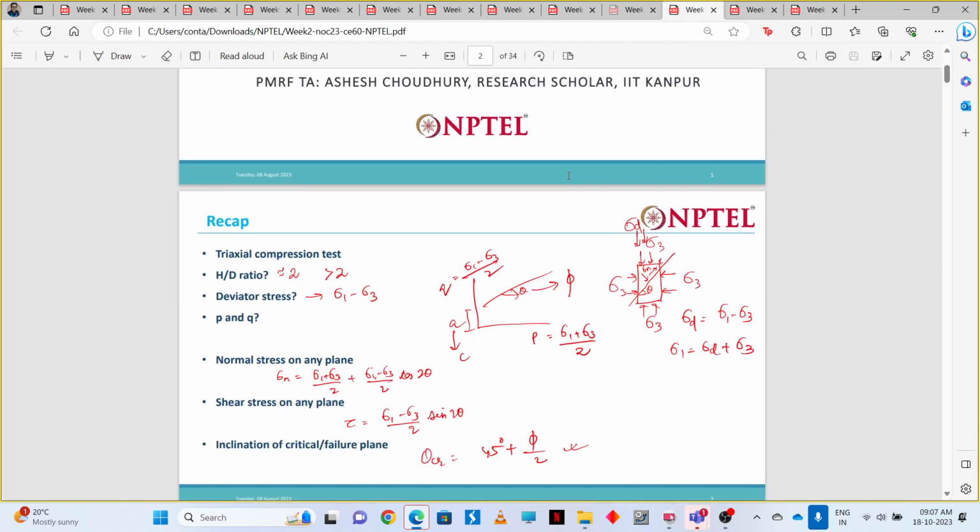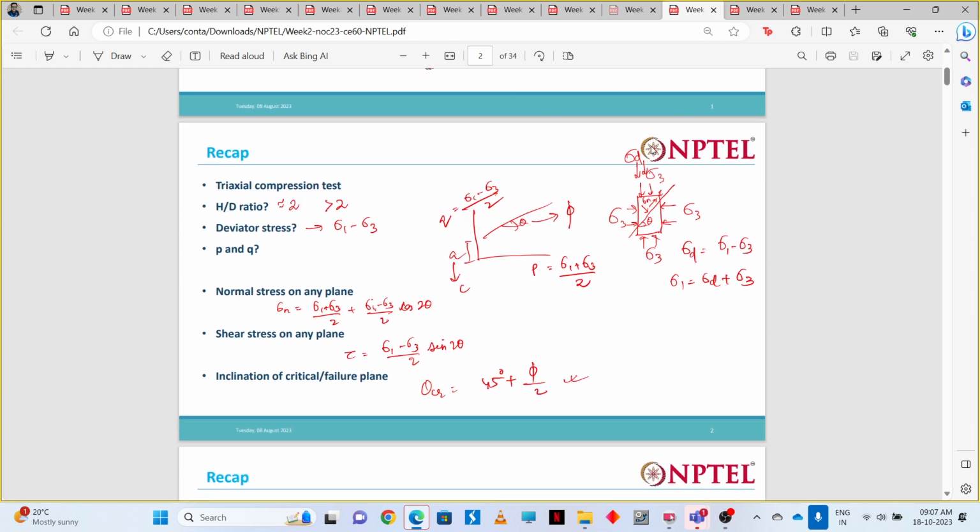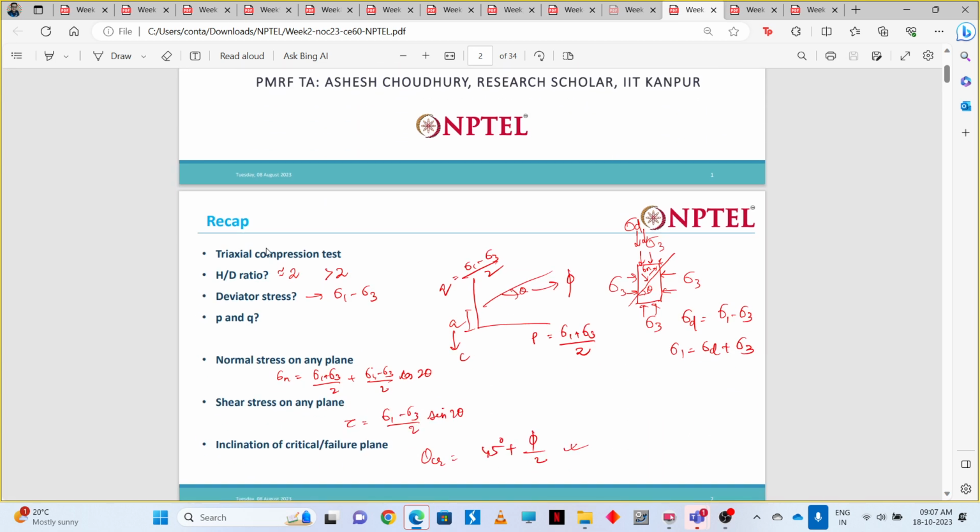In the second week, we recapitulated our basic soil mechanics concepts regarding the triaxial test. What is the triaxial test? How is it done? How much height to diameter ratio should we have? Then what is the deviatoric test? What are P and Q?